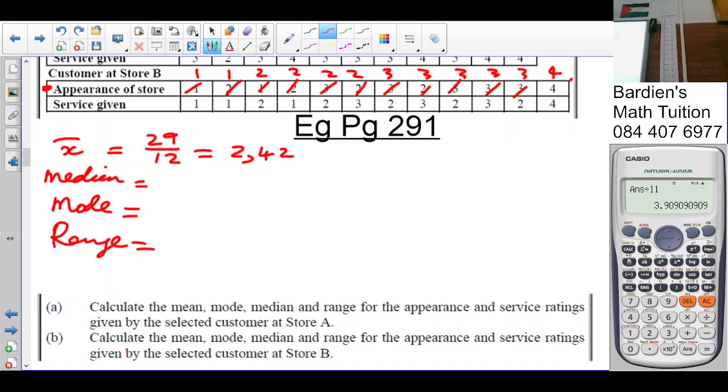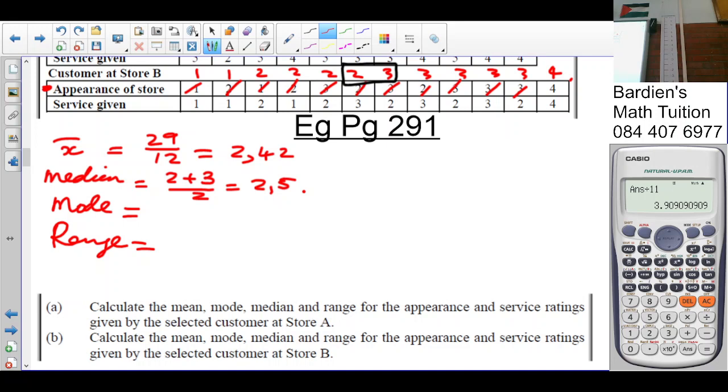Can you see? The median, the middle number, not so? So there are 2 numbers in the middle, not so? The 2 and the 3. So we say 2 plus 3 divided by 2, which is 5 divided by 2, which is 2,5. Okay? You guys got it?